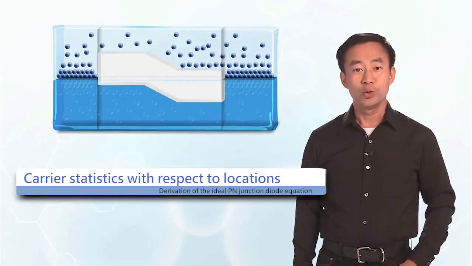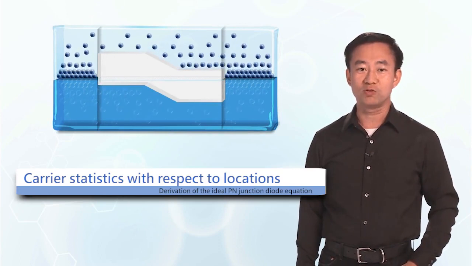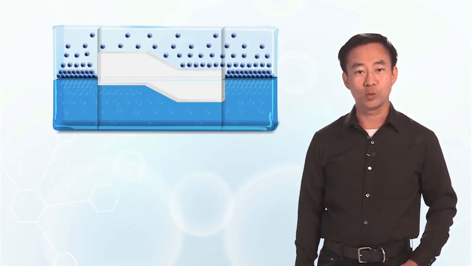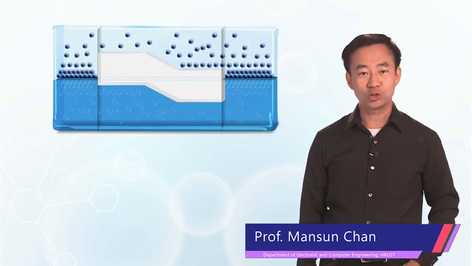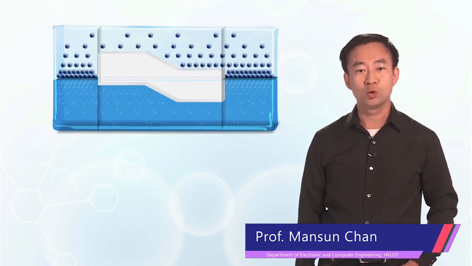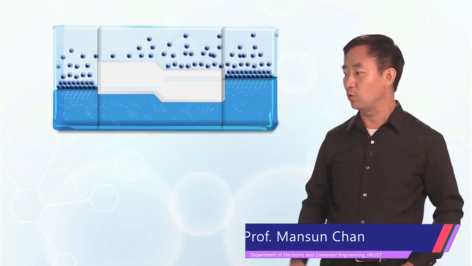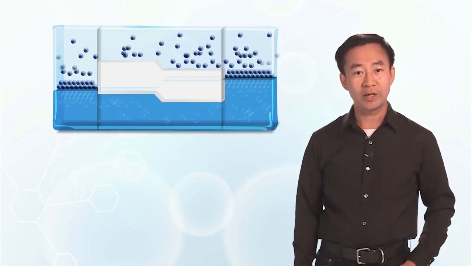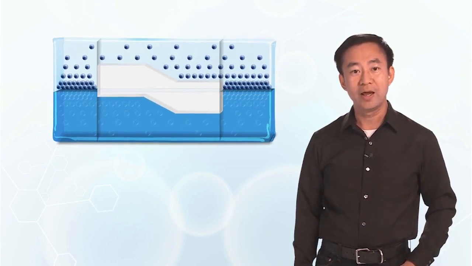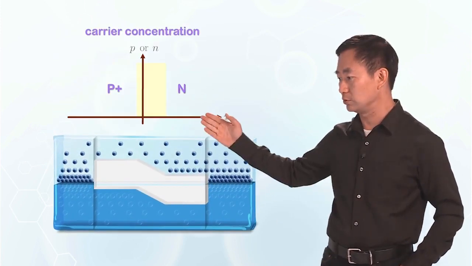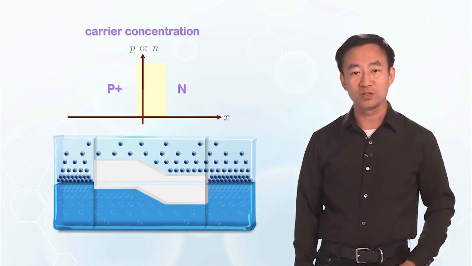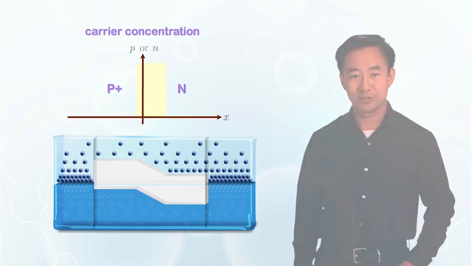Up to now, you have learned the electrostatic properties of the p-n junction. We have not applied any external voltage to it yet. In this section, you will learn what happens to the p-n junction when you apply a voltage to it. Before that, you have to learn how to calculate the carrier concentration at different locations of the p-n junction. In addition, you have to understand the driving forces that move the carriers.